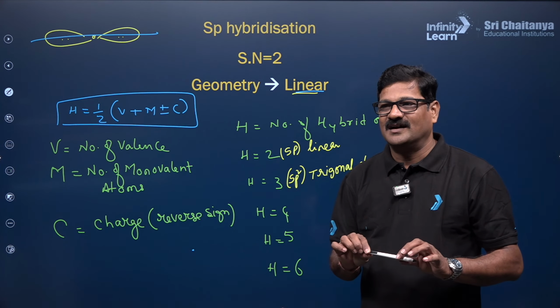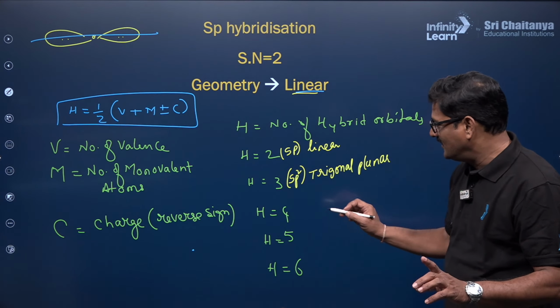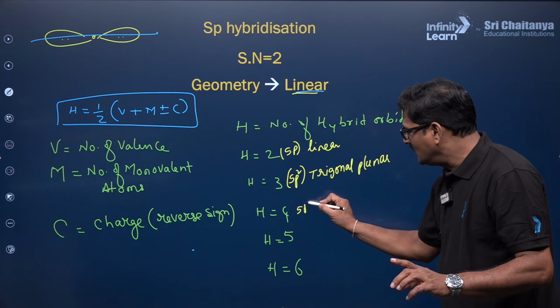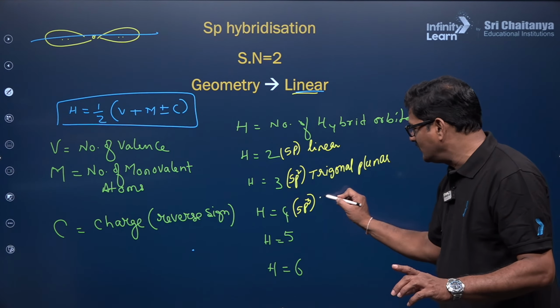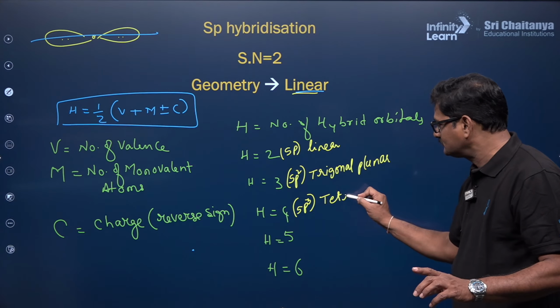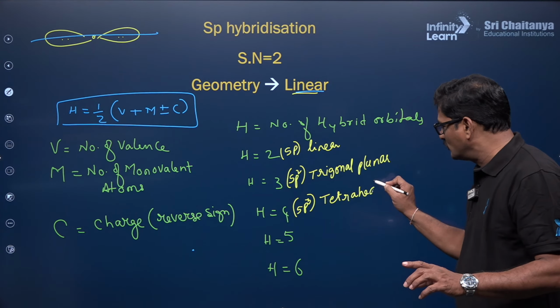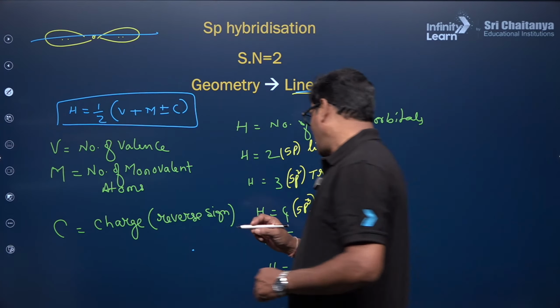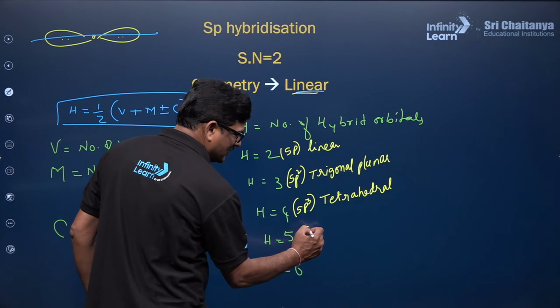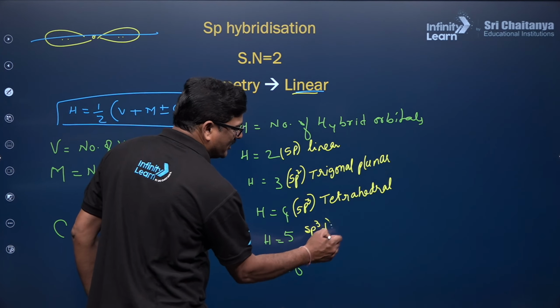Suraj, Arhan, Betu, what is the hybridization? It is going to be sp3 hybridization. What is the geometry? It is going to be tetrahedral. Hey, that's perfect. And if it is steric number 5, it is going to be sp3d hybridization.